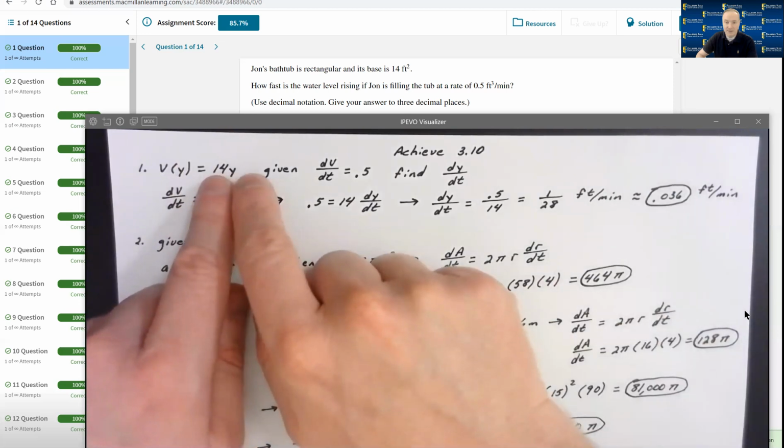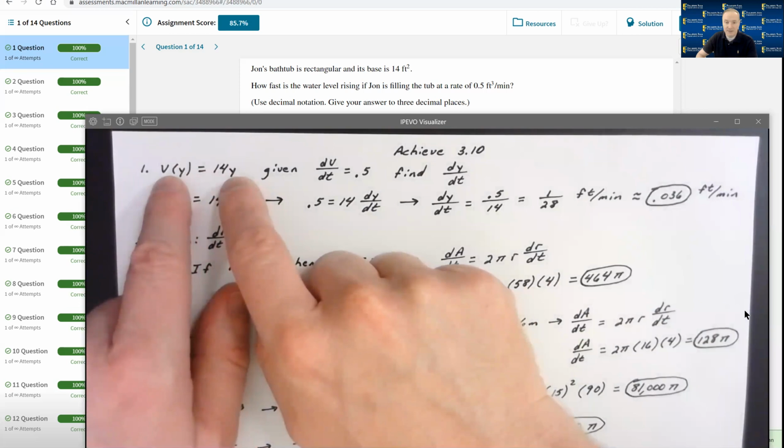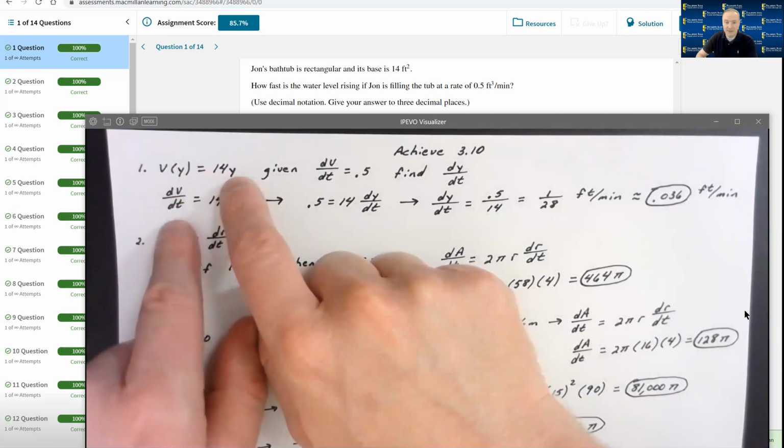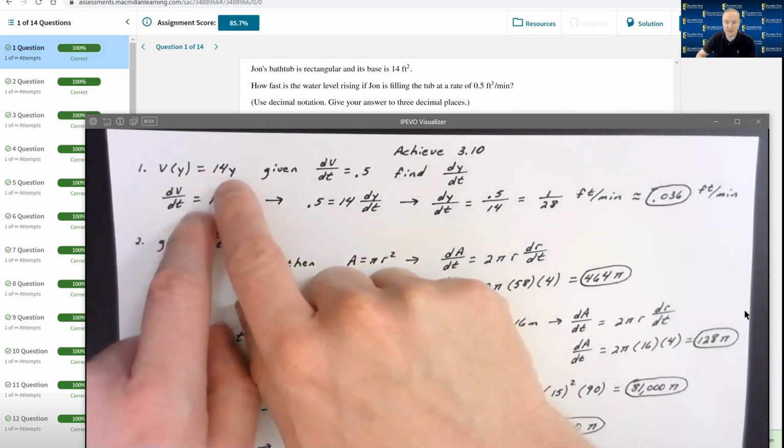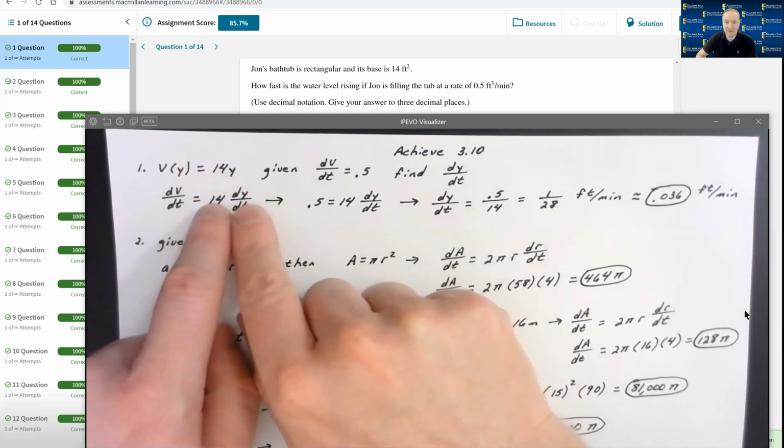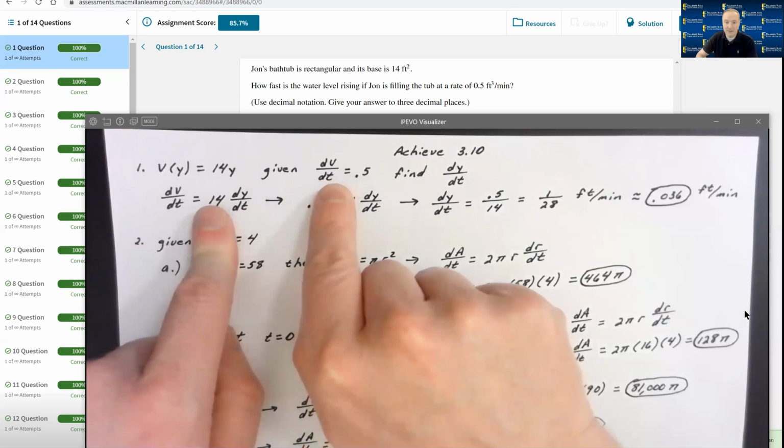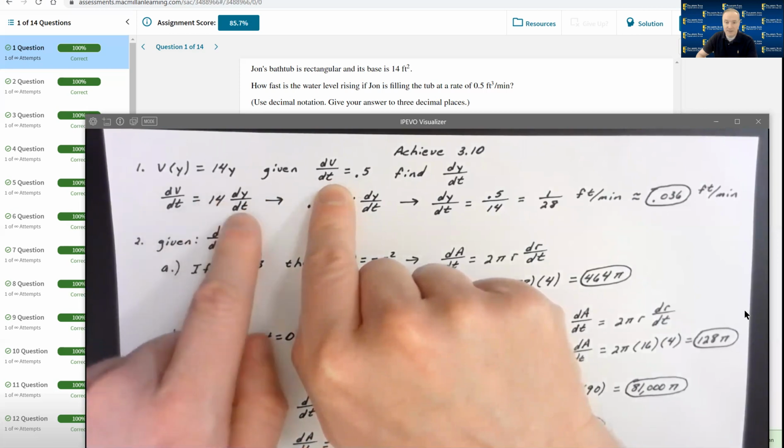So then if I take the derivative of this expression with respect to time, the derivative of the volume with respect to time is simply dV/dt. The derivative of 14y with respect to time is going to be 14 dy/dt. Now, using the information that I was given in the problem, and you've got to be able to take the rates and understand what they represent, it asks how fast is the water level rising? So my goal is to find dy/dt if the tub was filling at a rate of 0.5 cubic feet per minute. Well, that's the change in volume with respect to time.